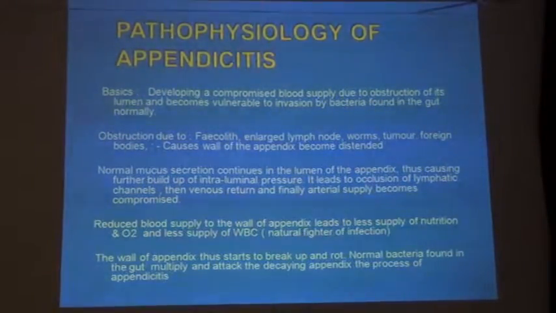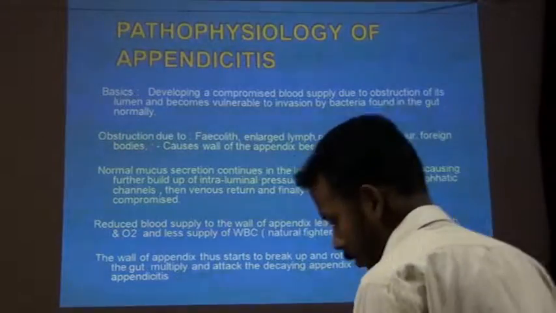It reduces blood supply to the wall of the appendix and leads to less supply of nutrition and oxygen, and less supply of WBC. As we know, WBC is a natural fighter against infection. So these things are in less supply to that organ. So putrefaction occurs, and the gut bacteria take the upper hand, and it leads to gangrene and further peritonitis, etc. Thus, the wall of the appendix starts to break off and rot, and bacteria take the upper hand.